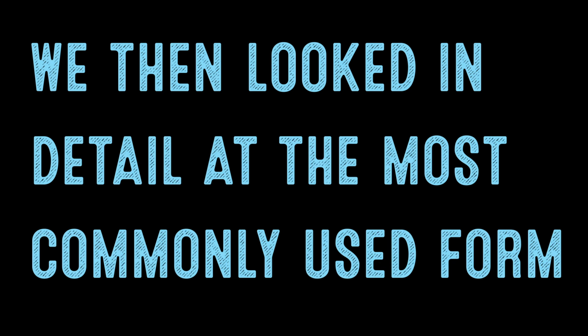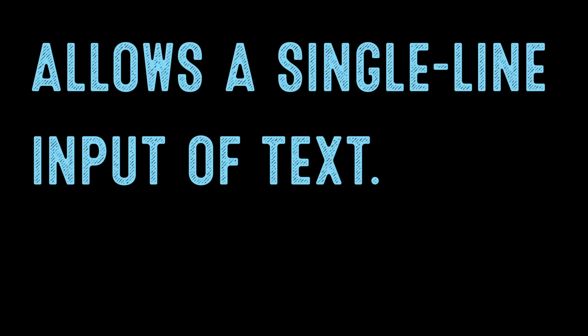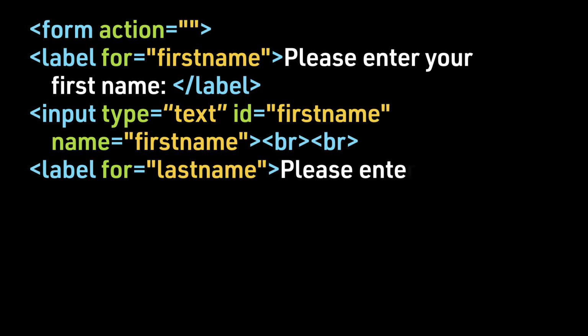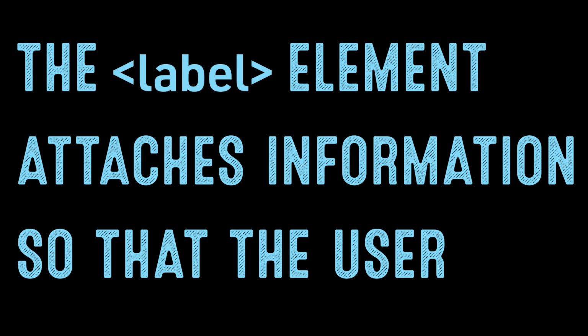When we looked in detail at the most commonly used form inputs, we started with the type text attribute, which allows a single line input of text. A typical use is to collect the user's name. You will notice not only the use of the form and input elements, but also the inclusion of a label element. The label element attaches information so that the user knows what data is sought from them.